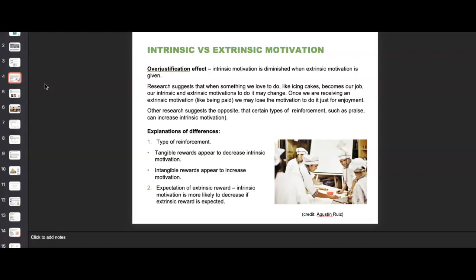Now, the explanation of the differences: one is in the type of reinforcement. Tangible rewards appear to decrease our intrinsic motivation. Tangible meaning physical. Paychecks. Think paychecks. Intangible rewards, however, appear to increase our motivation. Intangible means non-physical. Praise from others. Recognition. The second explanation for this difference is expectation of the extrinsic reward. Intrinsic motivation is more likely to decrease if extrinsic reward is expected. If you know it's coming, you may feel less likely to be intrinsically motivated.